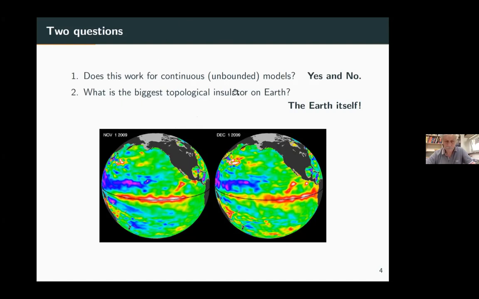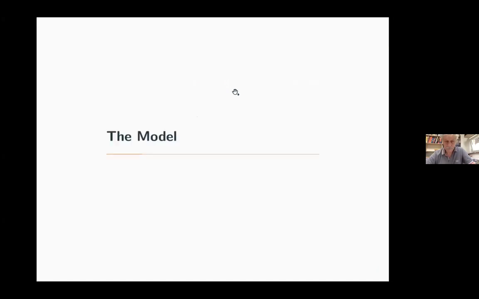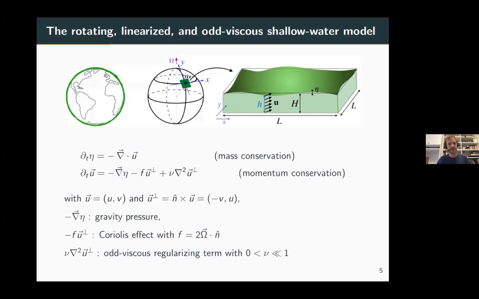Okay, let's move on. First of all, we need a model to describe the system and then try to build some topological index from it. The model is actually quite simple and it's called the shallow water model. What we are describing is a layer of fluid around the Earth, which is very thin compared to the radius of the Earth and also the wavelengths involved.